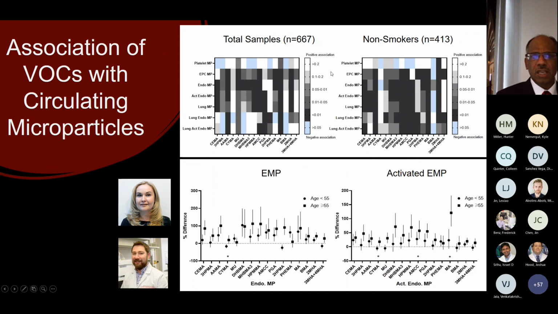And so for this specific study, we analyzed 667 total participants. And then we especially look at the non-smokers because we wanted to dissociate the effect of smoking. And we found actually in the non-smokers, the associations for many VOCs were much stronger than what we were seeing in the smokers. And in the lower panel, you can see endothelial microparticles and activated endothelial microparticles, they are increased, especially in the aged population. So the aged people are much more susceptible to VOC-induced endothelial injury.